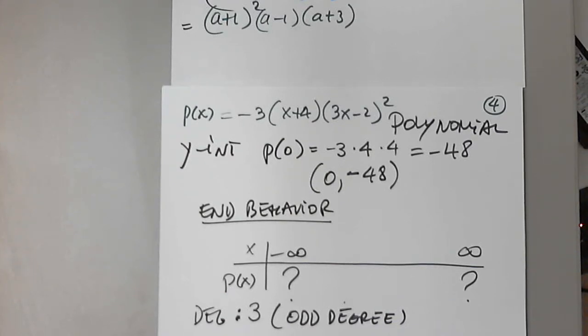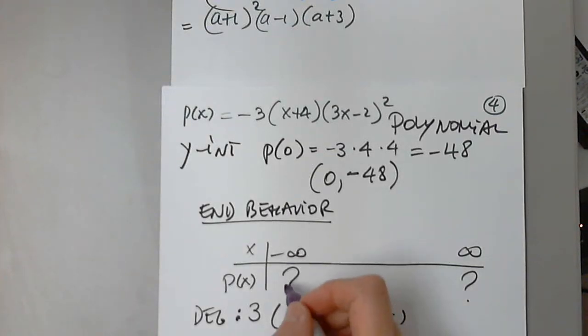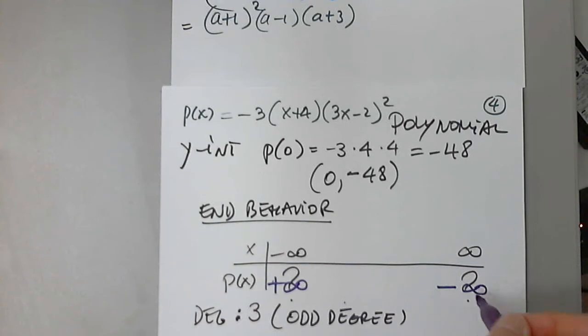Since it's an odd degree, does this have a positive leading coefficient or negative? Negative. So what is the end behavior then? Coming from positive infinity going to negative infinity. So please remember that. Odd degree with a negative leading coefficient. Odd degree with a positive leading coefficient.